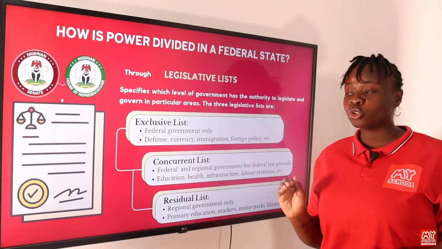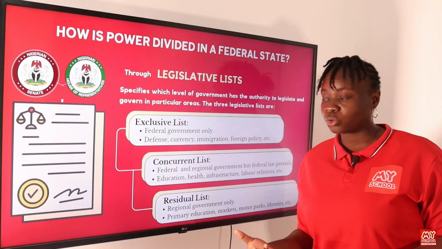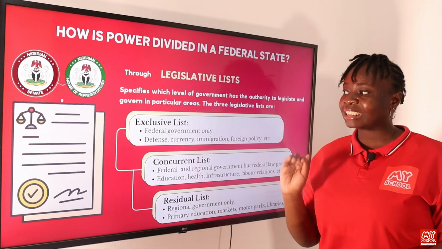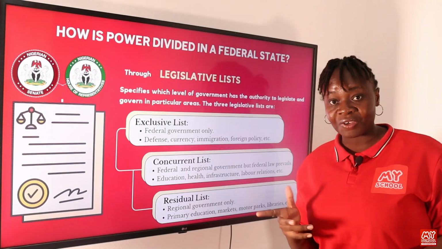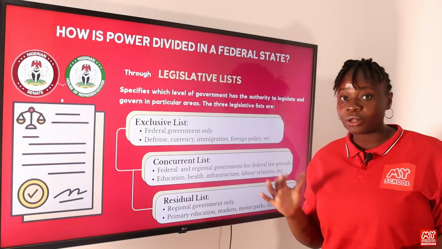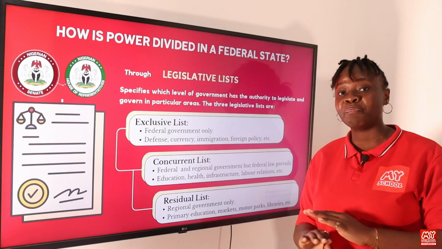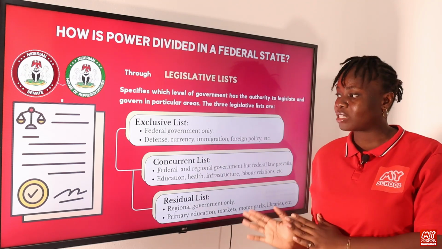It lists out those subject matters that each of the different levels of government are allowed to make laws on. The exclusive list is exclusive to the federal government. It includes matters of defense, currency, immigration, foreign policy, and so on. The state and local governments are not allowed to debate these issues within their legislature. It is meant for the federal government only.